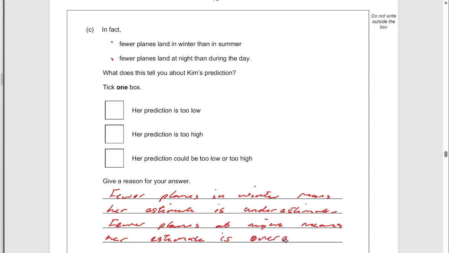You're not given anything other than fewer planes land in winter than in the summer, which would mean that hers was an underestimate, and fewer planes land at night than during the day, which would mean that hers was an overestimate. Because there are two conditions there, and the first means her estimate was under and the second means it was over, her prediction could be too high or too low. It's not enough information to say which, but because of the two conditions, it could be too high or too low.